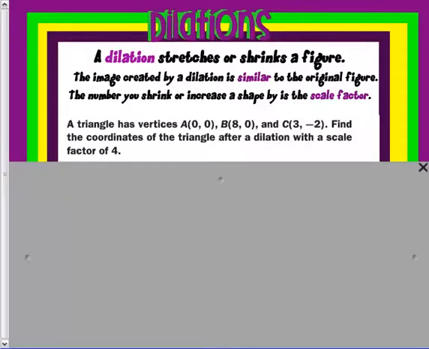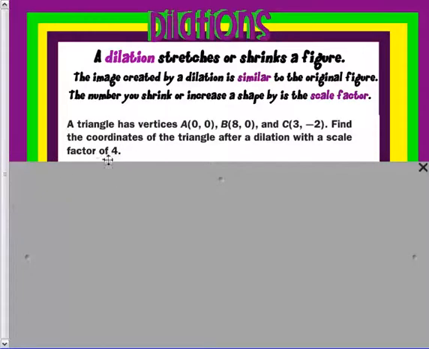Hey guys, today we're talking about dilations. Dilation is a stretch or a shrink of a figure. It's the image created that's similar to the original figure, but it's been reproduced by a scale factor, meaning it's either gotten bigger or smaller, but has still maintained the same shape.